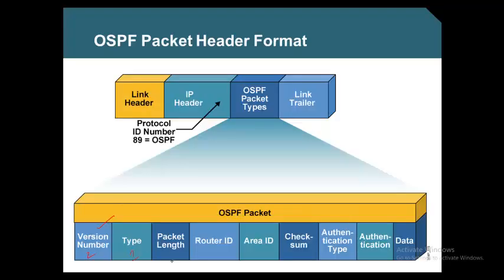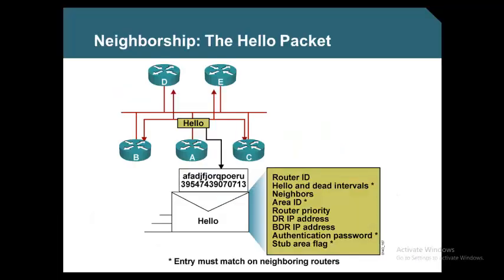A neighborship happens through hello packet. First of all, the routers need to identify the neighbor with which it can share the updates. So the hello packets are carrying all this information that helps to identify the right neighbor. What all information? Every router will have a unique router ID. So it should be unique. It cannot be the same as another router.